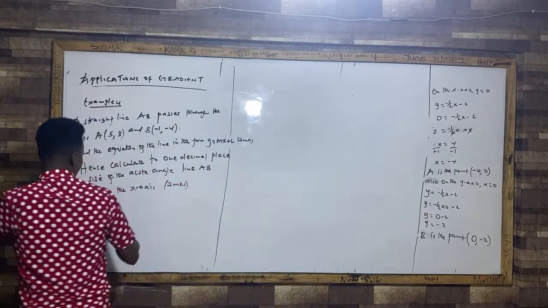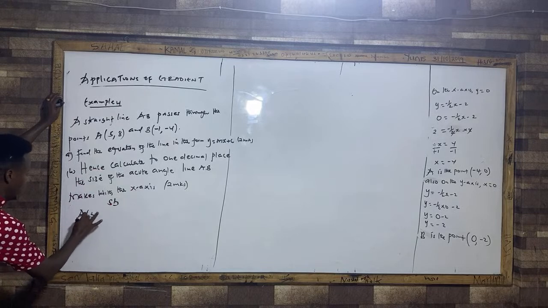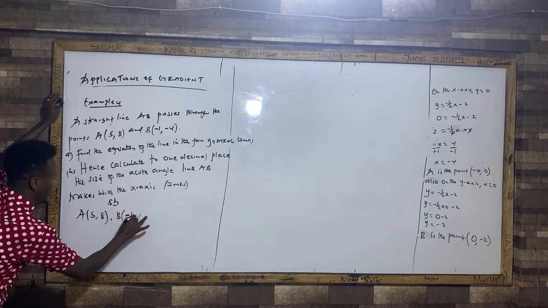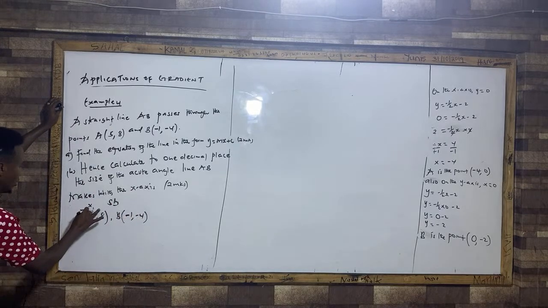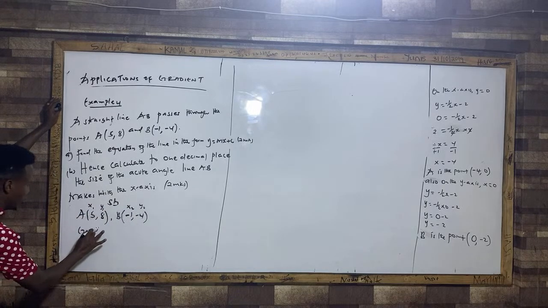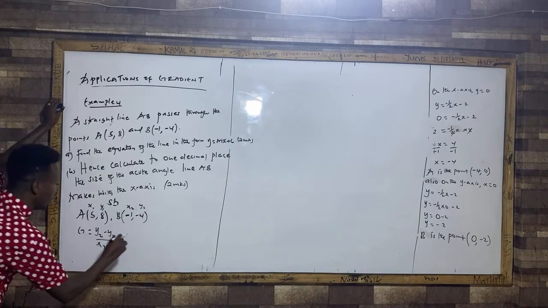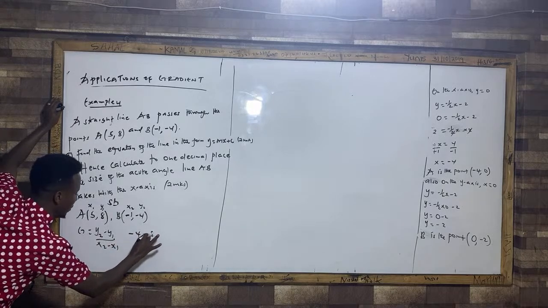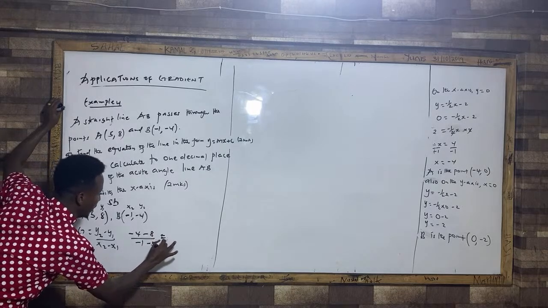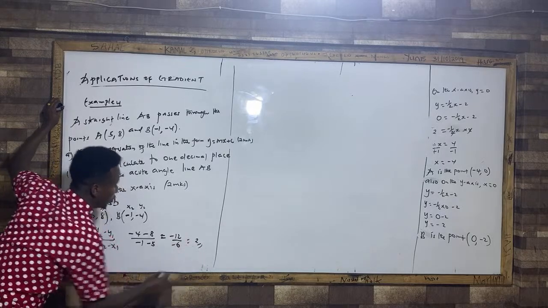So coming to the solution from here, we have A as (5, 8), then we have B as (-1, -4). So let me get the gradient, x1, y1, x2, y2. So gradient is equal to y2 minus y1 divided by x2 minus x1, which is now -4 minus 8 all over -1 minus 5. So this will give me -12 divided by -6, okay? Which is what? Which is +2.